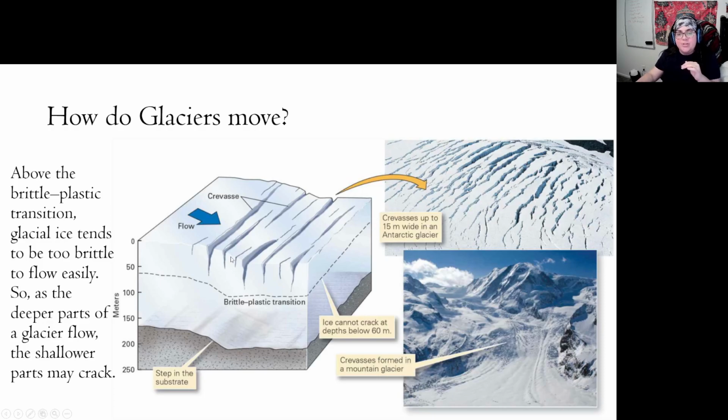Above this brittle-plastic transition line, which is above those 60 meters, ice behaves like a solid, like a porcelain plate, for example. It's too brittle and it doesn't flow. However, below that brittle-plastic transition, glacial ice moves around like Play-Doh. And as it moves around, it moves the part above it, causing it to crack. So you may end up with crevasses like this across a glacier.